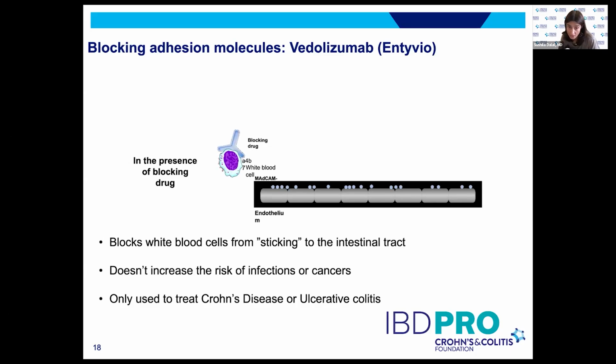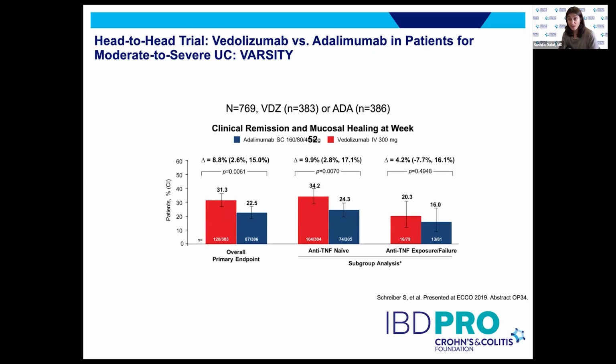Well, here's a little illustration of a white blood cell coming and sticking to the intestine. So we don't have that many head-to-head trials in IBD, but vedolizumab is one of the few that was studied head-to-head with adalimumab. So there was vedolizumab versus adalimumab in patients for moderate to severe ulcerative colitis. This is called the Varsity trial. So it looked at patients on Veto, which are in red, and patients on adalimumab, which were in blue. And you can see that essentially vedolizumab won.